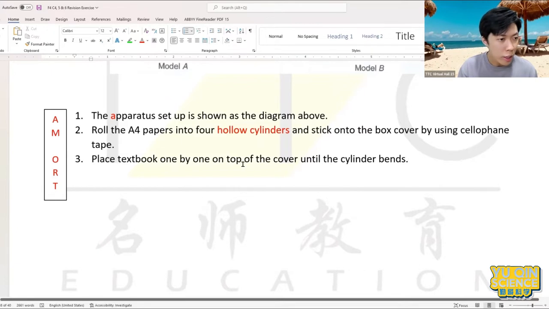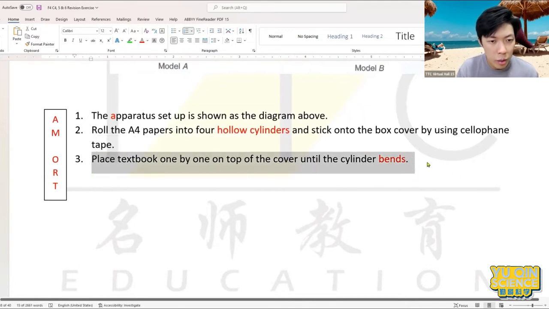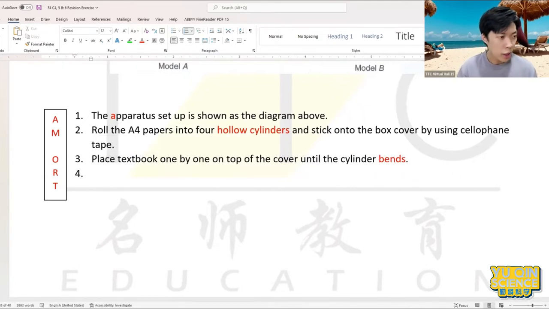So at least I mentioned my observation, you know, bends, or place textbook one by one until, okay, I'll just highlight this. Place textbook one by one on top of the cover until the cylinder bends. Okay, number four, everybody. All good.